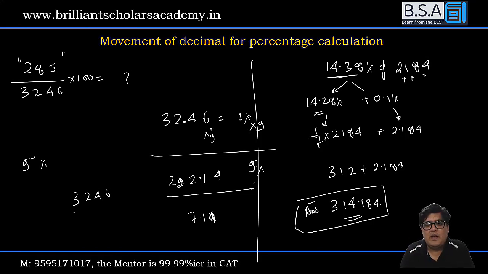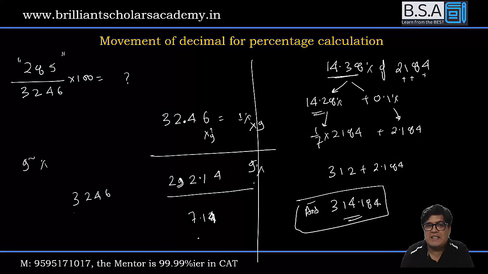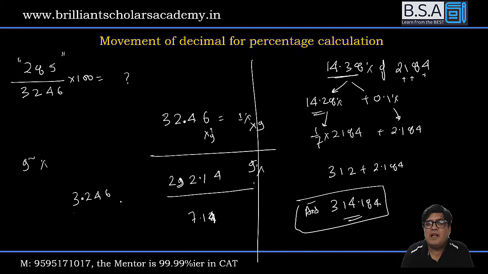3246, where do I put decimal to make it below 7? 7 se kam ho jana chahiye. I'll put it here. How much is that? That is 0.01%.